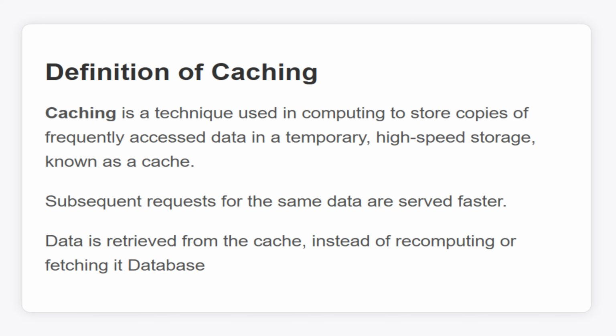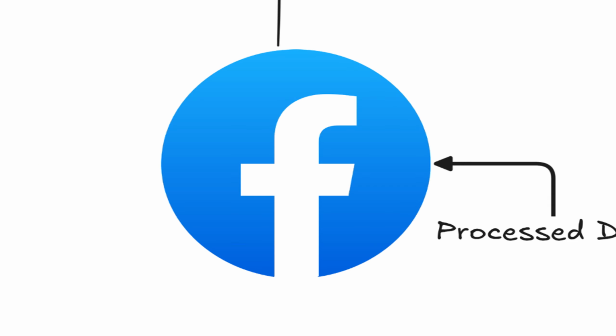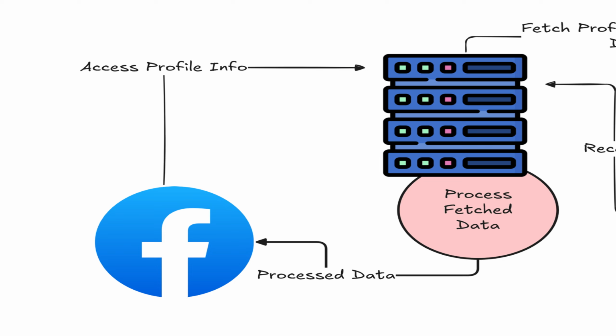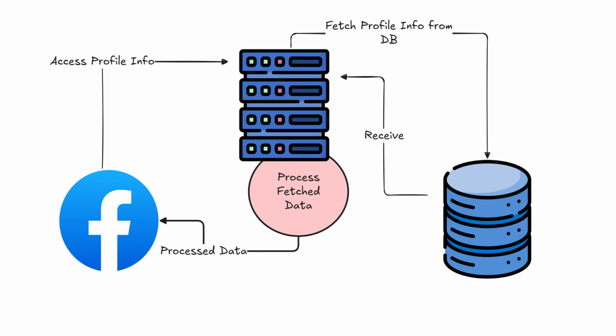Imagine we have a social media app like Facebook or Instagram with millions of users. In this app, users often request to view the profile details multiple times. Now, if we fetch this information from the database every single time, it can take a lot of time, especially when millions of users are doing this concurrently. This will lead to high latency and slower response time, making the app feel sluggish. Frequent database hits or repeated computations can really slow things down.